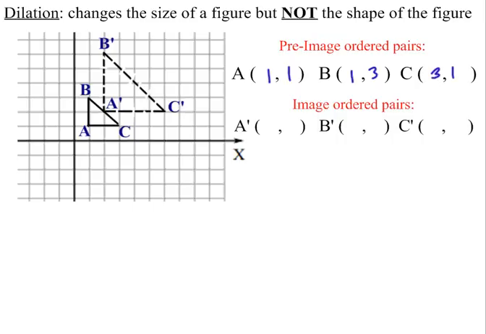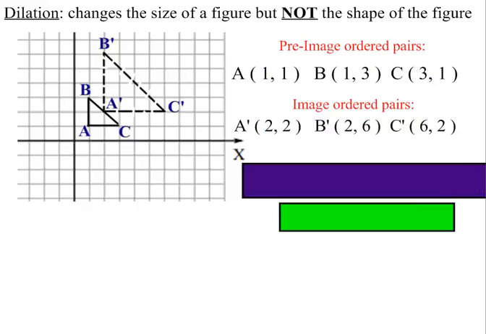Now when we write down the pairs for A prime, B prime, and C prime, we notice that A prime is located at 2, 2. B prime is located at 2, 6. And C prime is located at 6, 2.